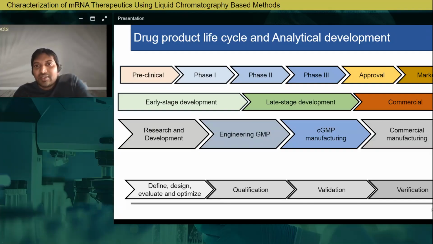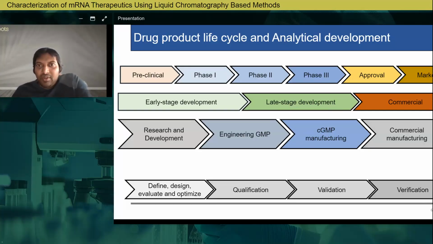Once it's validated, you have a commercial approval. We actually use that assay, and we do a verification of that assay at different commercial manufacturing sites. Is this assay really performing the same way as it's been validated?